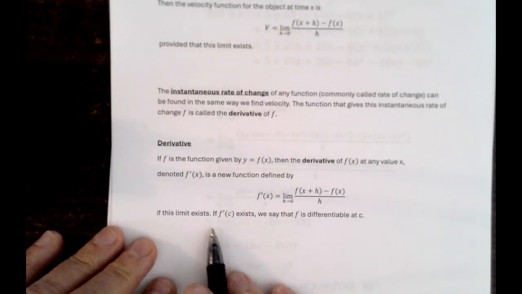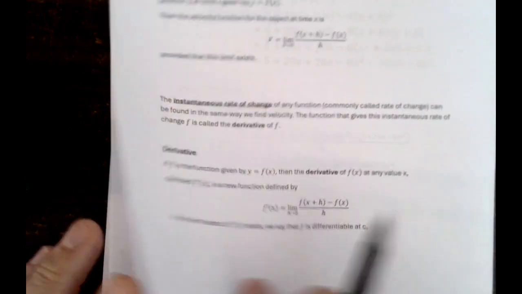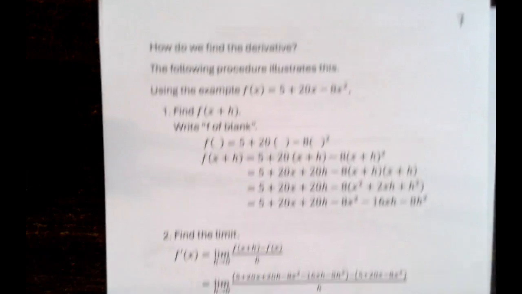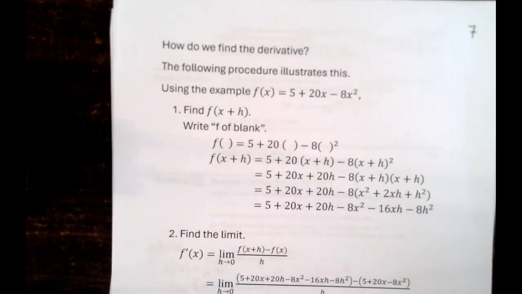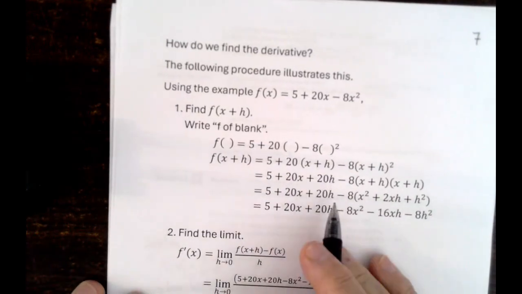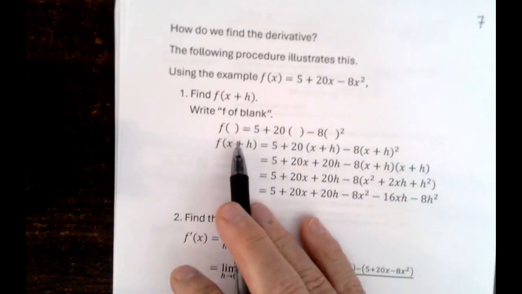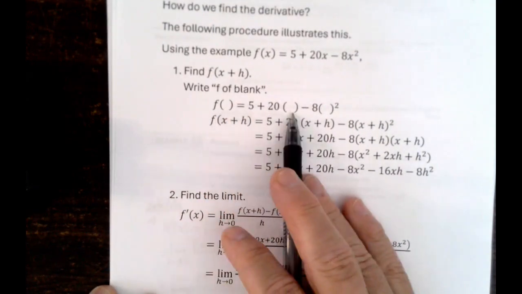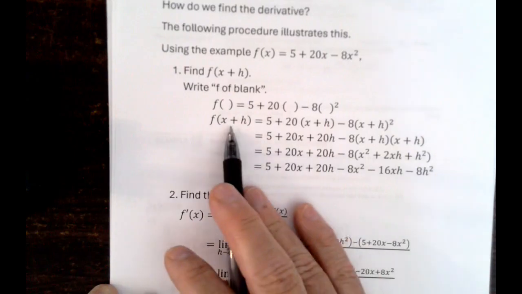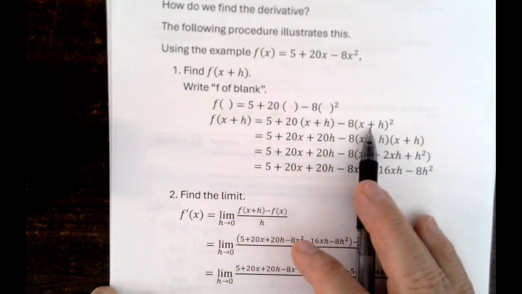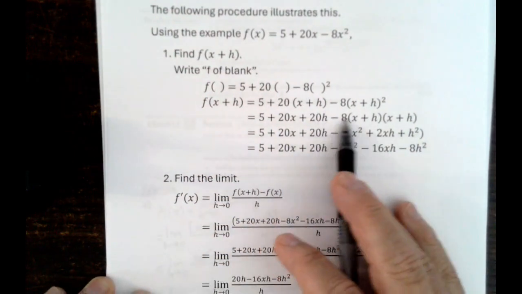So if it exists, we say that f is differentiable at that function. Now how do you find this derivative? Well, there's two steps involved. First step is you have to find what f of x plus h is. So I write f of blank, and wherever you see an x, I plug in x plus h everywhere I see that blank parentheses, and I multiply it out.